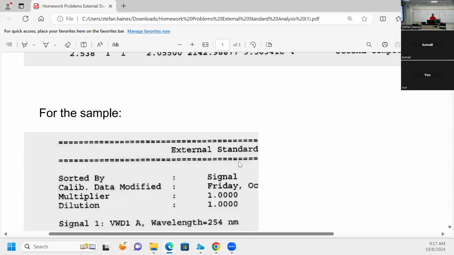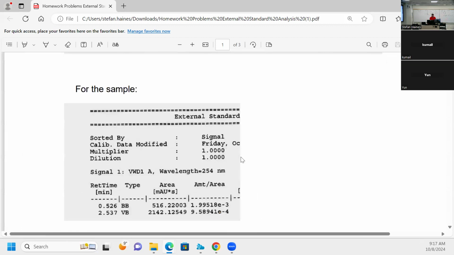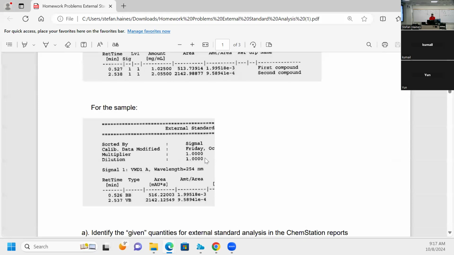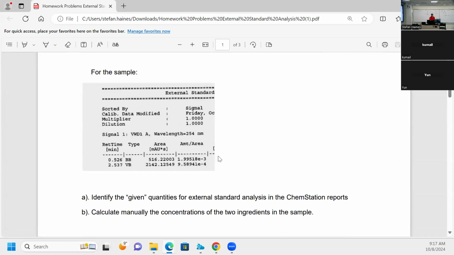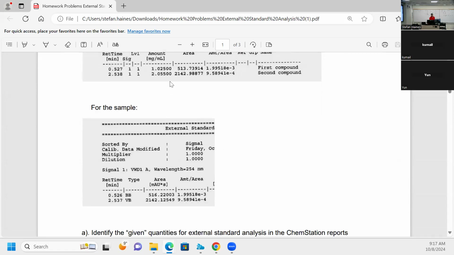And then at the bottom, they have the sample. So external standard analysis. And you'd have your retention time and your area. So you have all the information you could possibly want. And we're gonna find the concentration of the two ingredients in the sample. So we have our standard areas, retention times, and then your areas of your unknowns. Take 5 minutes for that one as well.